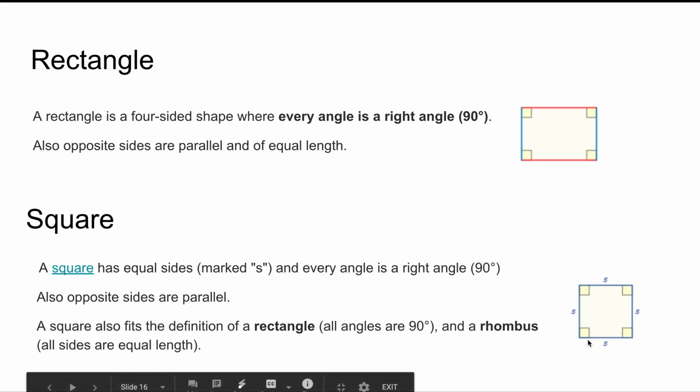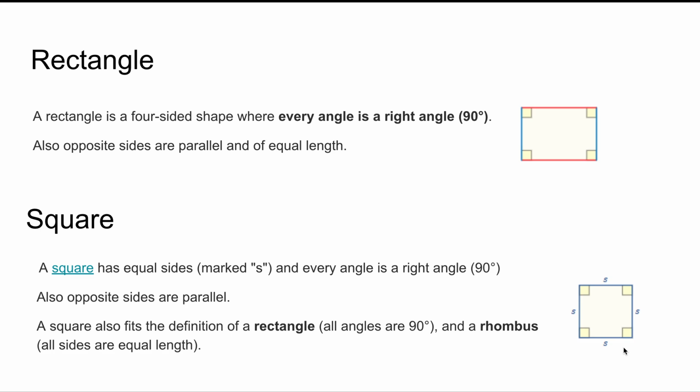Okay, and I have mentioned about the square as equilateral and equiangular. Because it's equiangular, or 4 angles are 90 degrees, which means it's a rectangle. And I also said square has to be equilateral, which means all four sides are also congruent.